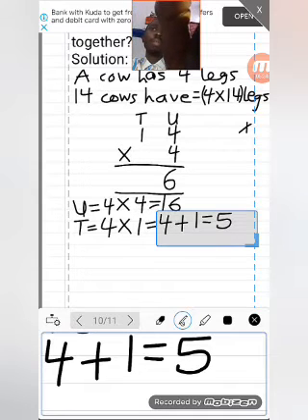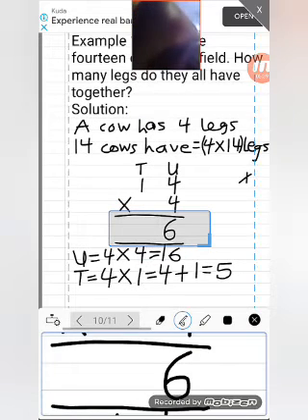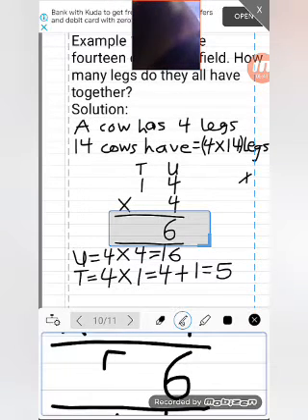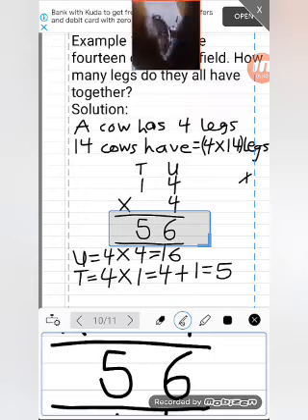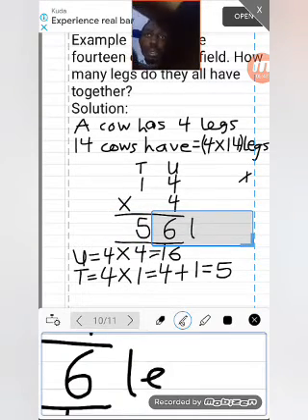4 plus 1 is 5. So we write the 5 under the answer because we've just multiplied under the 10, so we write 5. So that is 56 legs of cows.